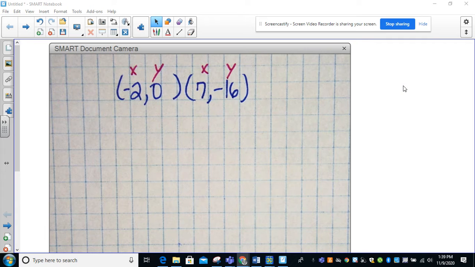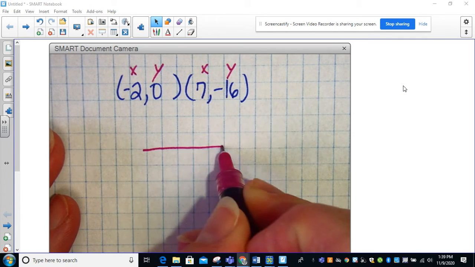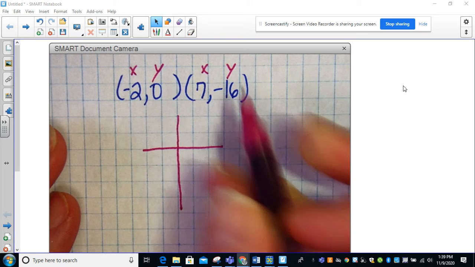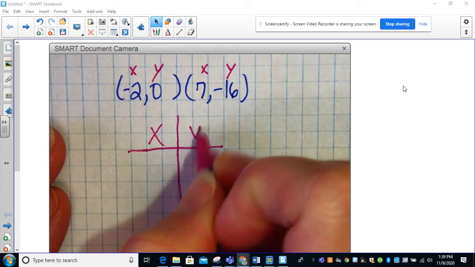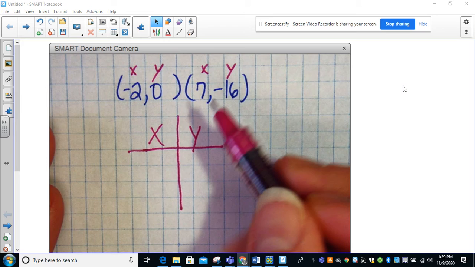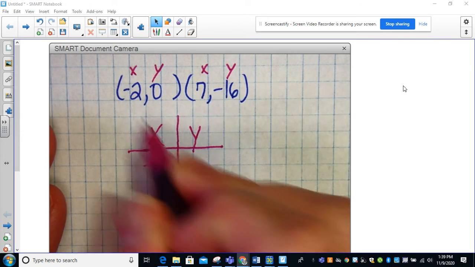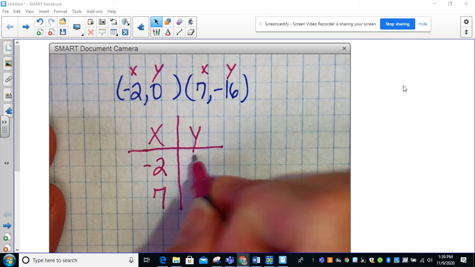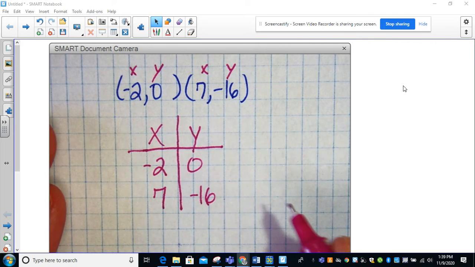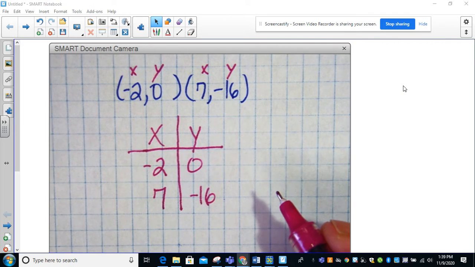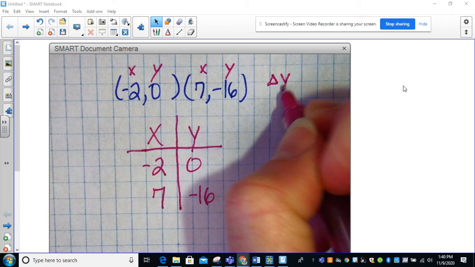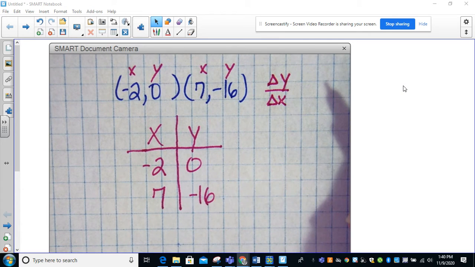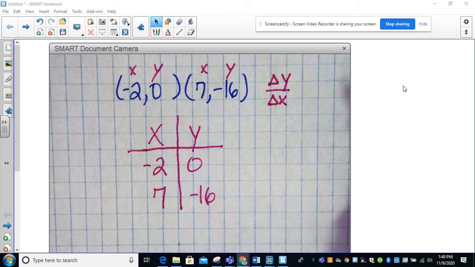There are lots of different ways that you can do this. But I suggest putting the numbers in a table, an XY table. So your X's are -2 and 7, and your Y's are 0 and -16. Remember, the definition for slope, rise over run, is the same thing as the change in the Y's divided by the change in the X's.